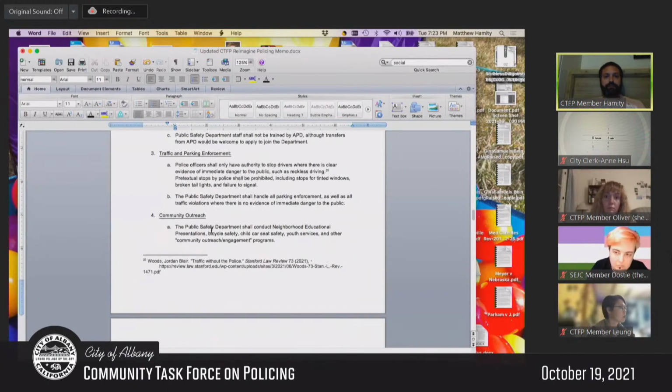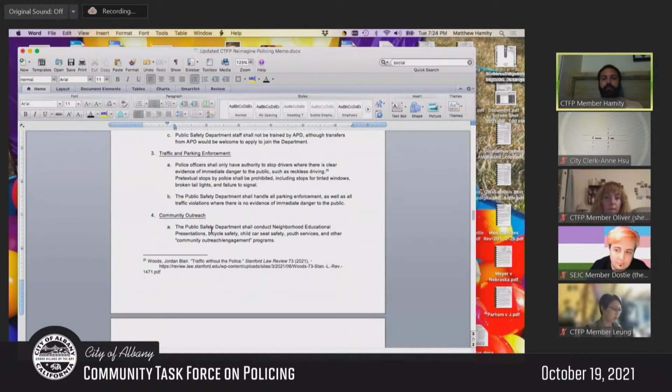As far as traffic and parking enforcement, police officers would only be stopping drivers when there's evidence of immediate danger to the public, such as reckless driving. So any pretextual stops would be prohibited. Tinted windows, broken taillights, failure to signal, those would all be handled, to the extent that they'd be handled at all, by the public safety department.